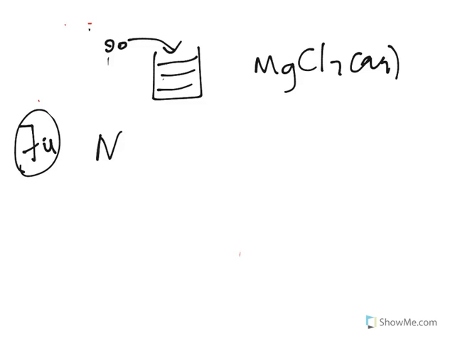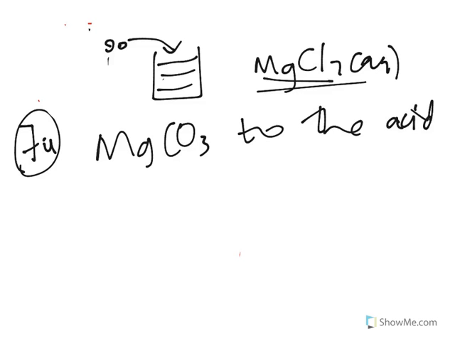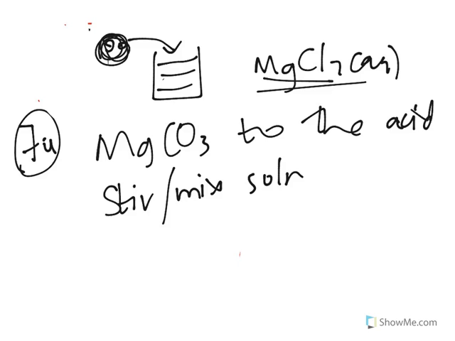So the first step is to add the magnesium carbonate to the acid. Okay? So we get this solution initially. And then we have to stir it, obviously, because we have to mix it. Because these are solid particles, they're not just going to dissolve. We need all of it to dissolve. So we've got to stir and mix the solution for a bit, and then you want to make sure that you add excess of this.